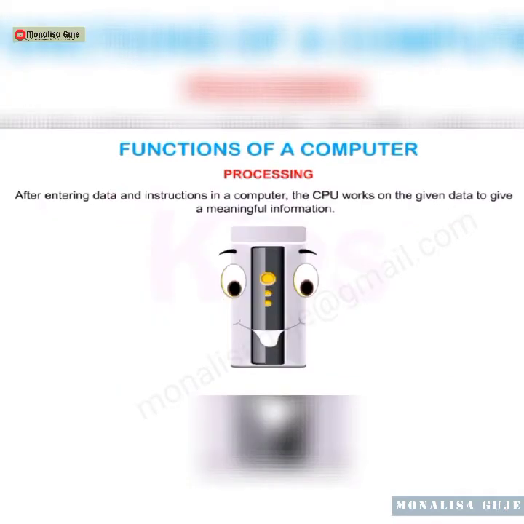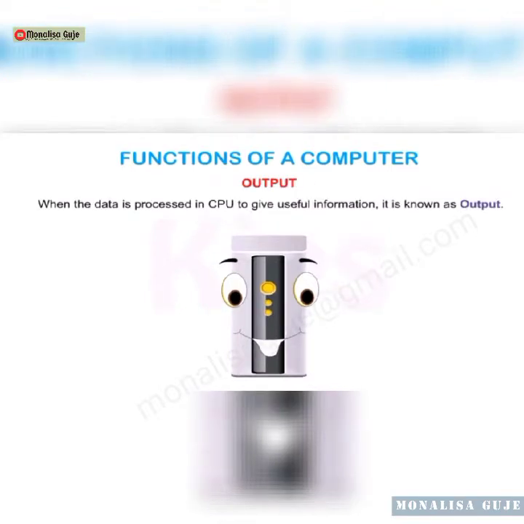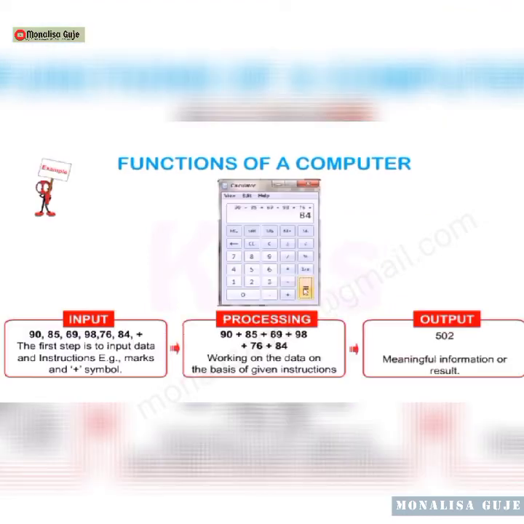Next is processing. After entering data and instructions in a computer, the CPU works on the given data to give meaningful information. This is called processing. Output. When the data is processed in CPU to give useful information, it is known as output. This input process output, IPO cycle, can be understood with the help of given examples.